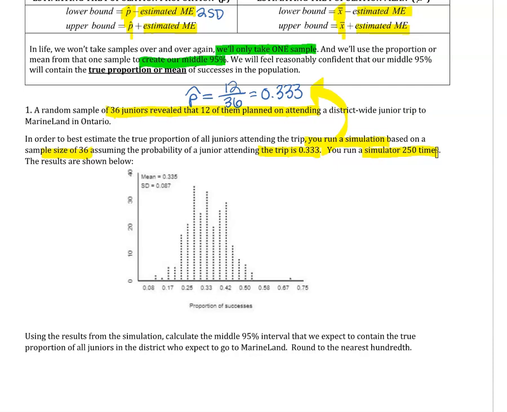So this is like me pulling up that Rossman Chance website, putting a mean of 0.333 in because that was the p hat that I got. And then I did a sample size of 36, so n equals 36, and then it said 250 samples, so 250 times. So that means in this distribution, there are 250 p hats for that.